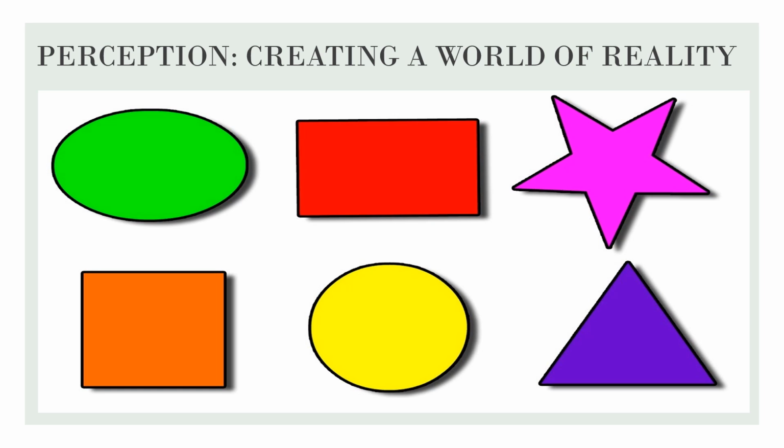Attention leads to perception. When one gives attention, then one perceives something. For example, these simple shapes and the colors in them are perceived by the attention-giving person.